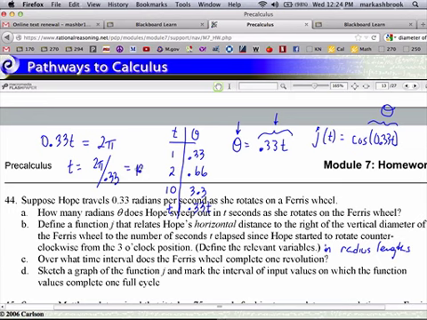$19.04? Is that, what are we, in minutes, seconds? Seconds. Okay, so that was C. That's part C.